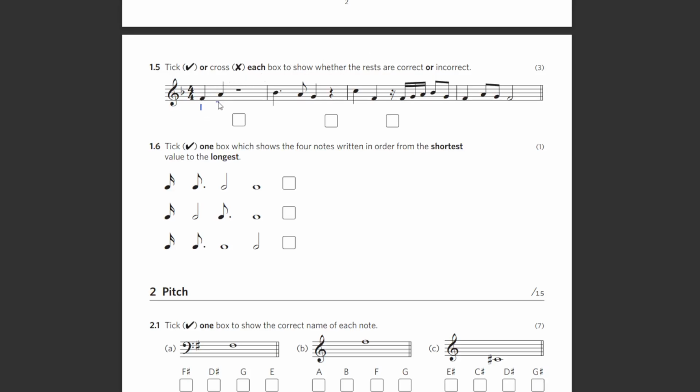If you have 4 time, let's take a look at this. I have 1 crotchet beat, 2 crotchet beats. So I still need 2 more crotchet beats. So if there is a rest, it should be this rest here at the bottom, not at the top. This is a full bar rest or a 4 crotchet beat rest. So this is wrong.